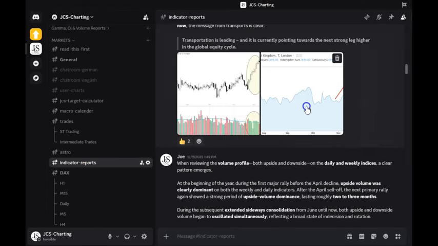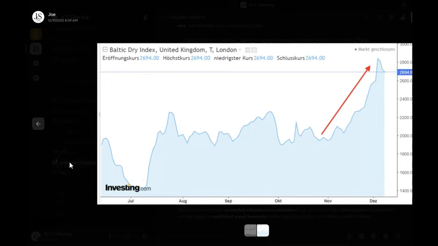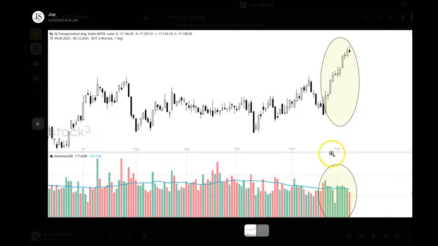And again, I briefly discussed that at my Discord channel in the indicator reports, the Baltic Dry Index, which is measuring the average global shipping costs, which is usually a leading indicator, like copper is as well, and also the transportations. It's going vertically since the beginning of November, and these bars here are not small potatoes in that recent rally. So be aware that the transportations are telling us something.